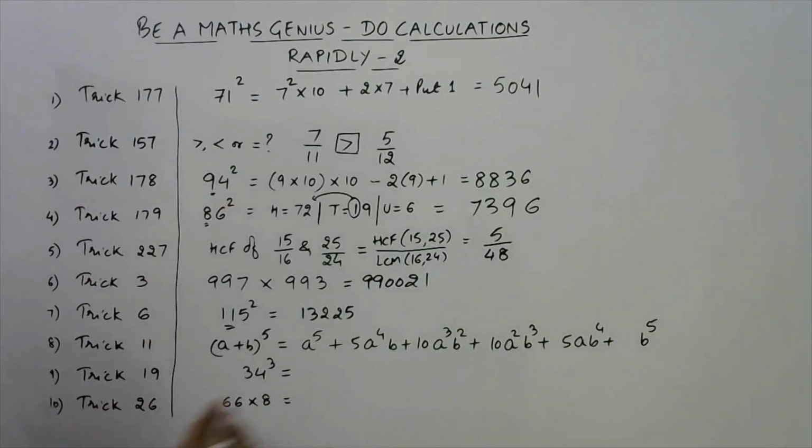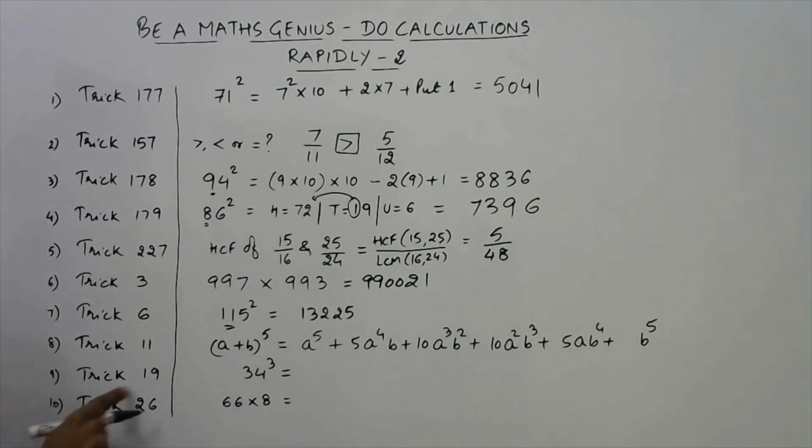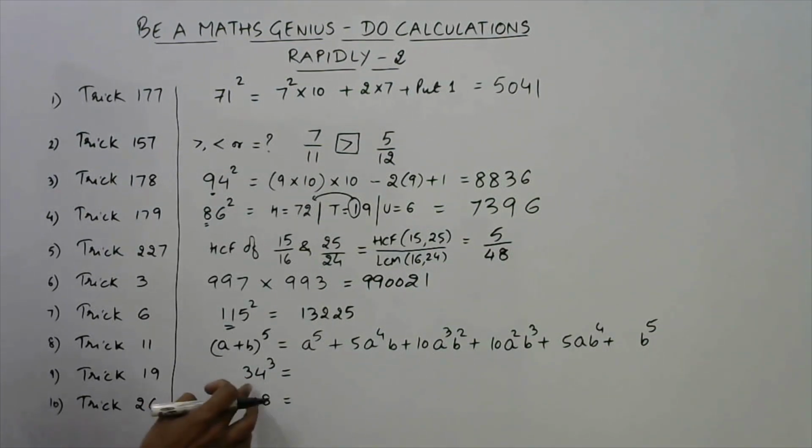See, this is the identity for (a+b) power 5. I have used trick number 11 to write this. Now, trick 19 deals with cubing numbers which are actually 2-digit numbers. How do you do this?